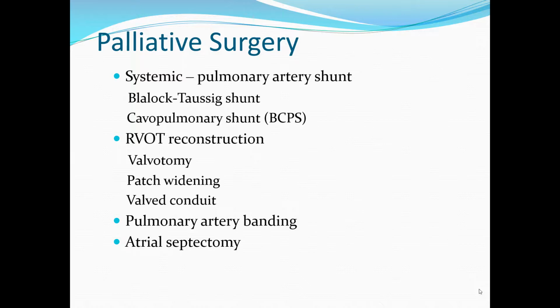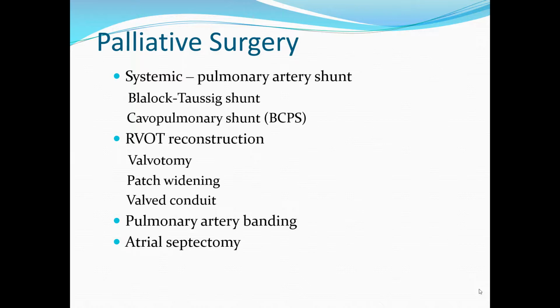We create a shunt between the aorta and the pulmonary artery. Cavopulmonary shunt, we connect the superior or inferior vena cava with the pulmonary artery. Later on, I'll discuss how we do that and what's the benefit.